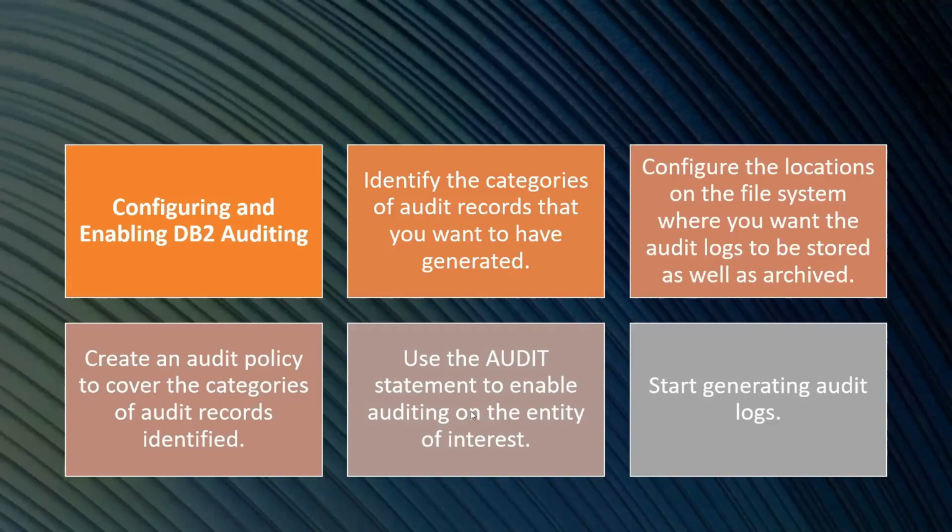Configuring and enabling Db2 auditing consists of several steps. First, we need to identify the categories of audit records that we want to have generated. Next, we configure the location of the file system where the records will be stored and then archived. Next is to create an audit policy to cover the categories of audit records identified, and an audit statement to enable auditing of the entirety. And then we start generating audit logs.